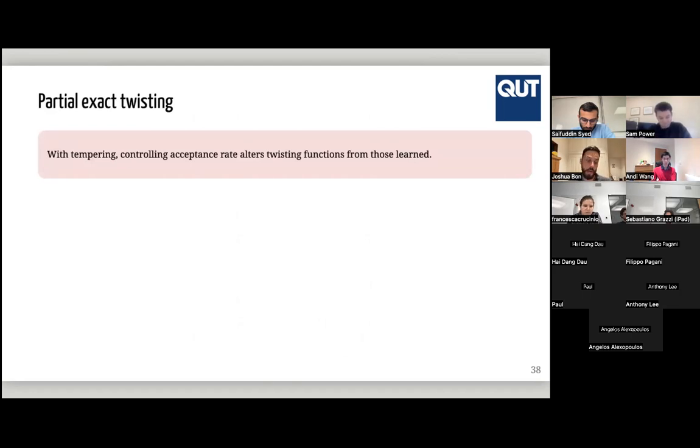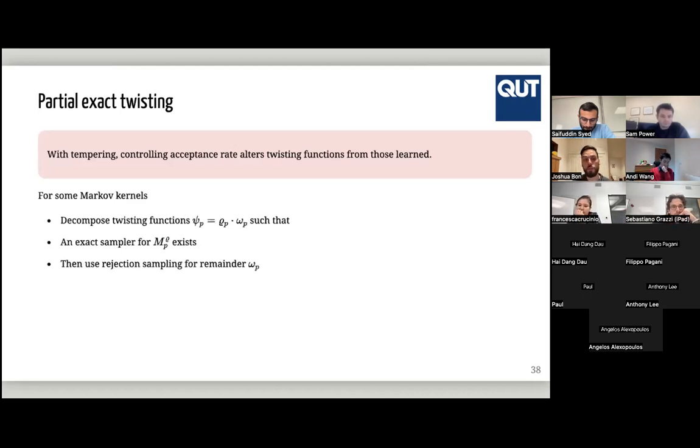So there's one other extension that we looked at where we kind of relaxed our condition on the rejection sampling. Before, we assumed that the best we could do was rejection sampling. But now we assume that there's some kind of partial twisting that you can do. That's where we assume that if we were to decompose the twisting functions that we've learned into this rho and omega, then an exact sampler for the twisted version of the Markov kernel M exists for the rho part, but not for the rho times omega part.